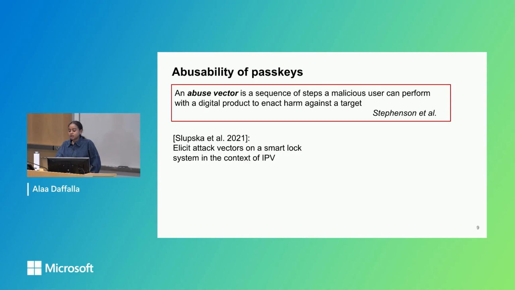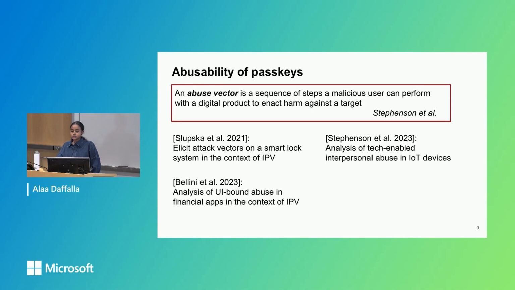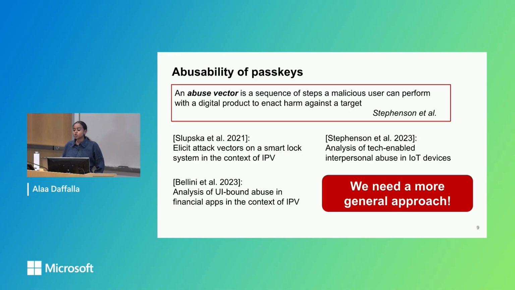Similarly, Bellini et al. leveraged UI step-throughs to perform an analysis of UI-bound abuse in financial applications. And then finally, Stevenson et al. performed an analysis of tech-enabled interpersonal abuse in IoT devices, but they did that by crawling web pages for reports of IoT abuse. So we built off this prior work to provide a more general framework for discovering and testing abuse vectors for digital technologies.